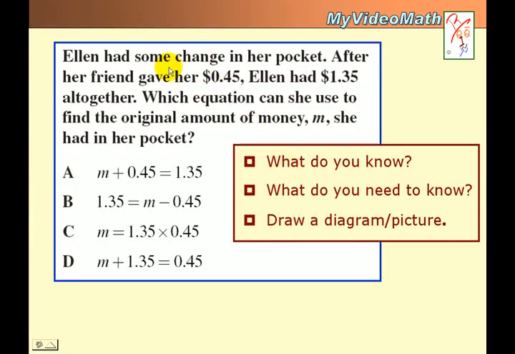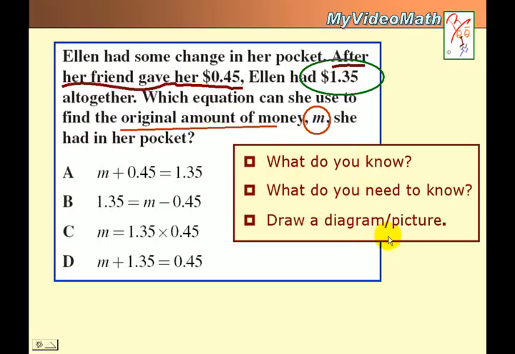We know that she has some money in her pocket, and her friend gave her 45 cents. Then Ellen had $1.35 altogether. What do we need to know? We need to know the original amount of money M she had in her pocket.